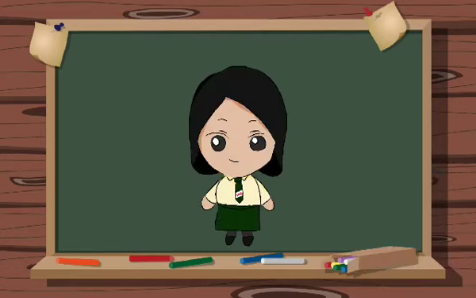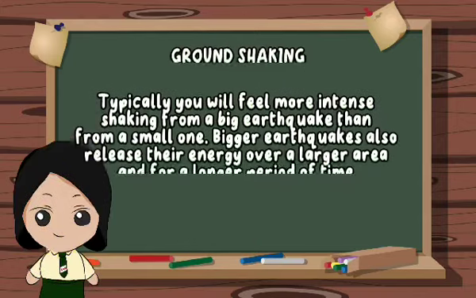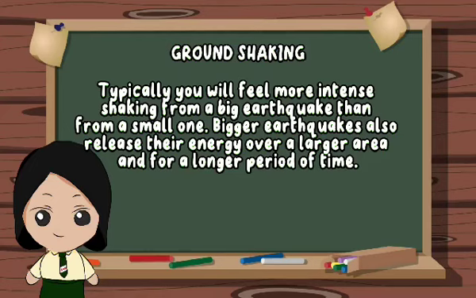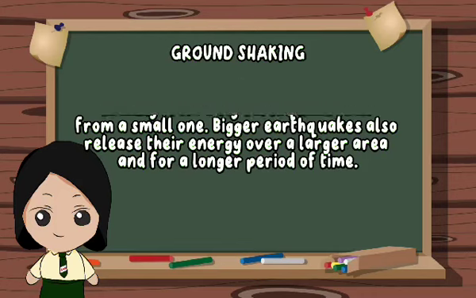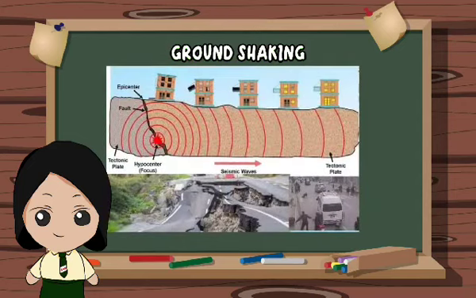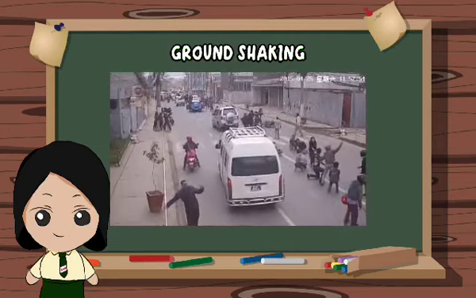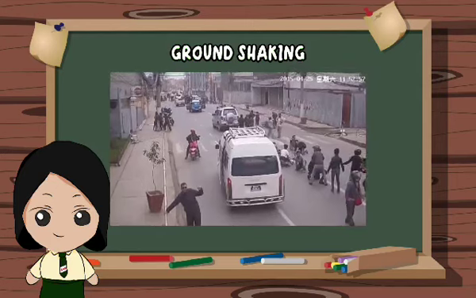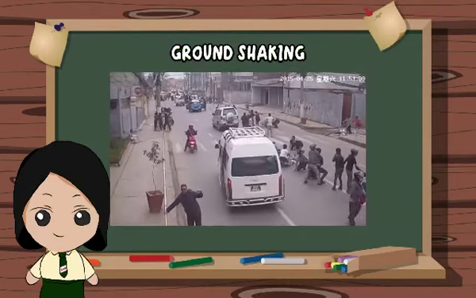Hello there, this is Ate Bea and I will assist Teacher Christine to explain what happens in each hazard that is being mentioned. Typically, you will feel more intense shaking from a big earthquake than from a small one. Bigger earthquakes also release their energy over a large area and for a longer period of time. An earthquake begins at the hypocenter, and from there, the rupture front travels along the fault, producing waves all the time it is moving. Every point crossed by the rupture front gives off shaking, so longer faults produce bigger earthquakes that have longer durations.